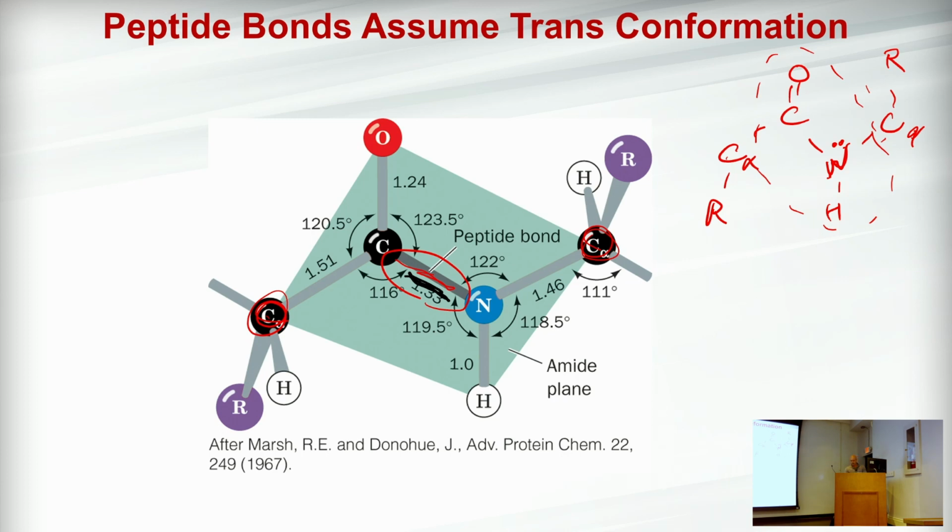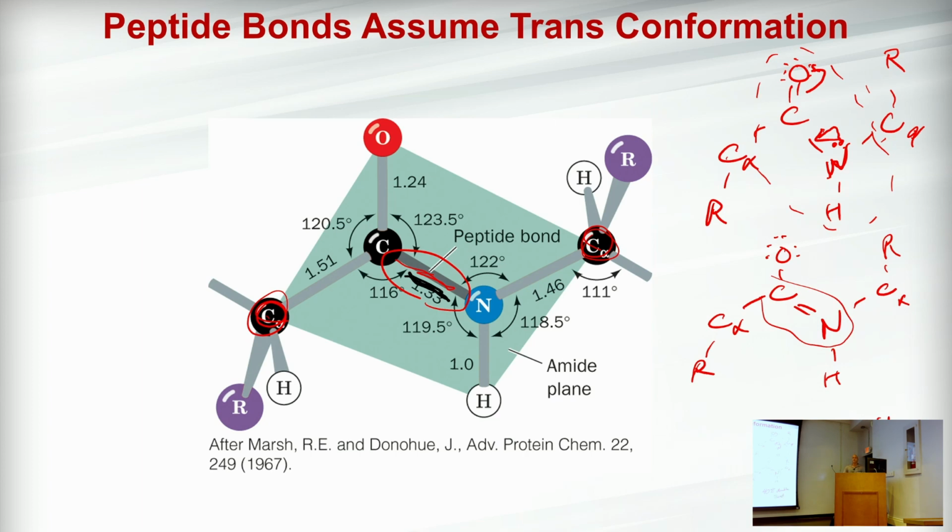You can actually have some electron donation into this bond, and then these electrons can move up to the oxygen. I apologize for my quick drawing, but you might have something that looks like this, where there is double bond character at this peptide bond. And once it has some double bond character, can it rotate? No, and it turns out that it's roughly 40% double bond character.